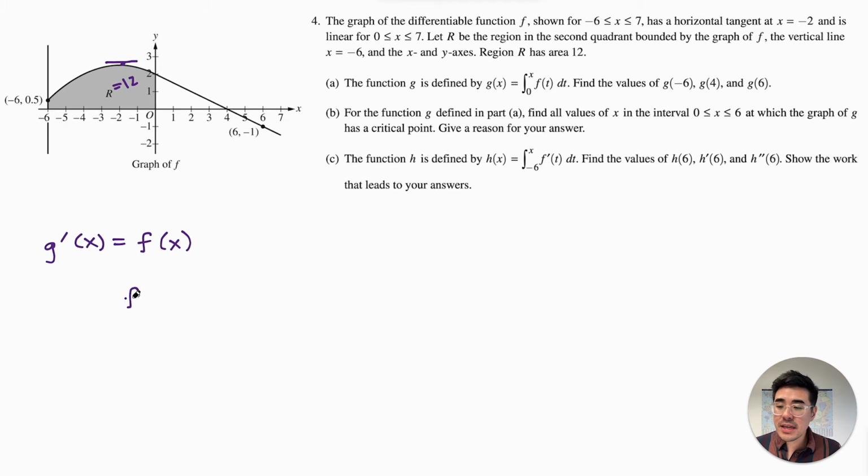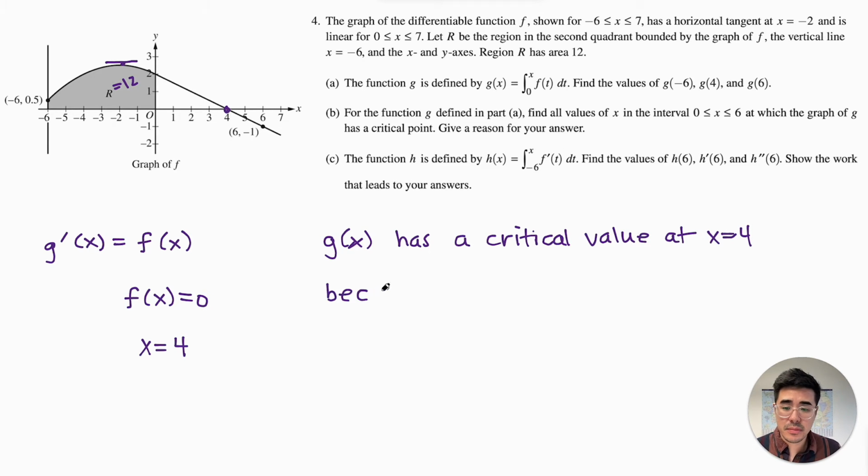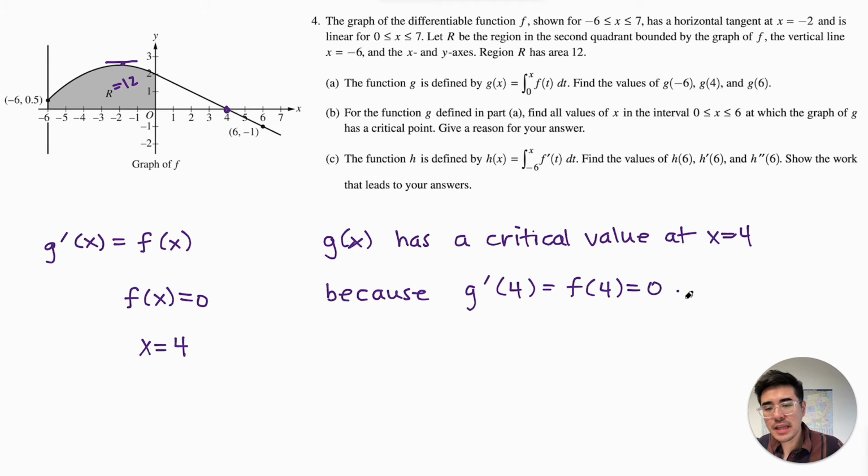Now we're going to set f of x equal to 0. Where does f of x equal 0? f of x equals 0 when x is equal to 4. It says give a reason for your answer. g of x has a critical value at x equals 4 because g prime of 4 equals f of 4 equals 0. I don't think you need to give any more of an explanation than that.